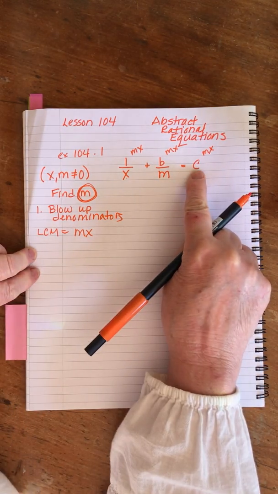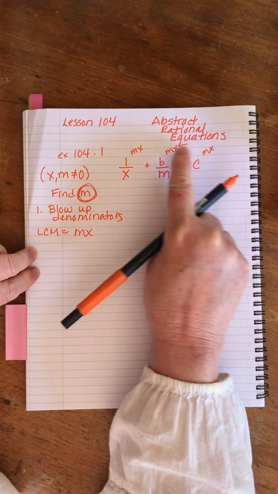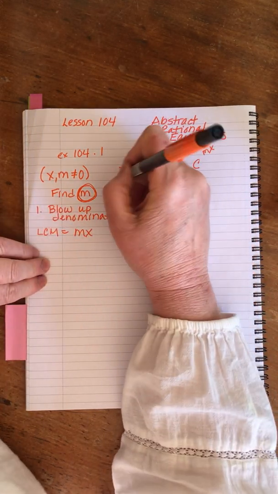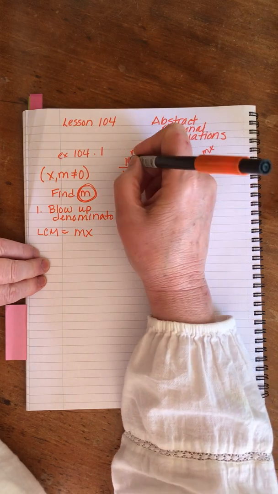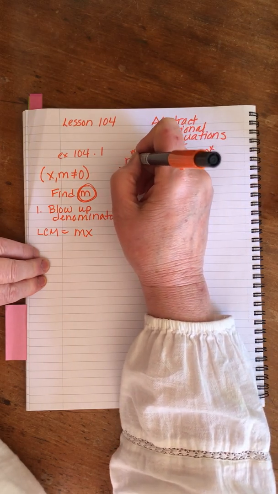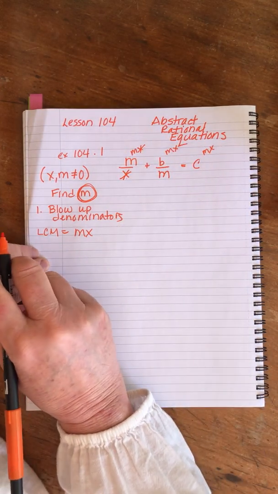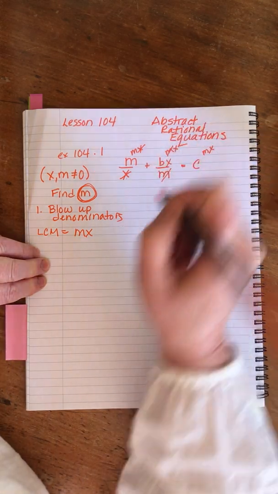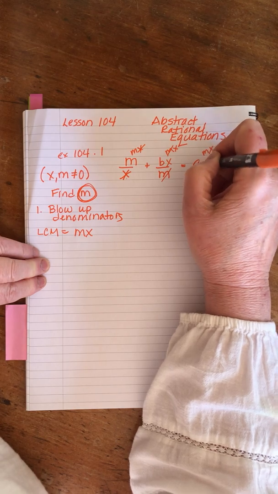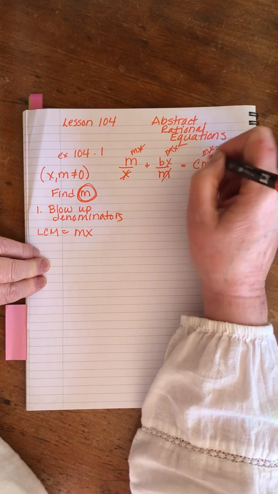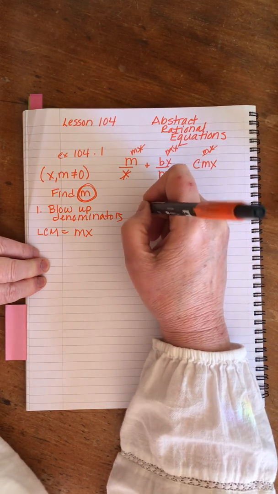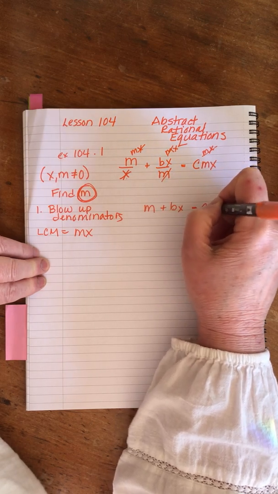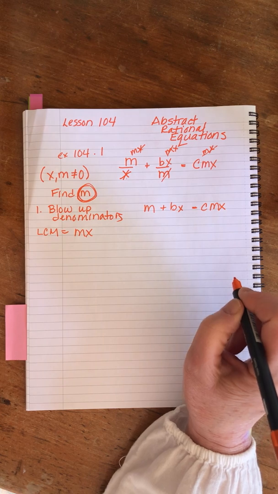This one doesn't even have a denominator, but we have to multiply every term in order for things to stay in balance. We cross out, so this first one will just become m, right, because it's 1 times m. I just turned the 1 into an m. Here the m's cancel, so this will be bx, and then there's nothing to cancel against that, so all of those parts will go. So now we have m plus bx equals cmx.